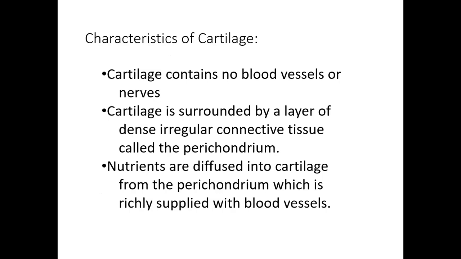Some characteristics of cartilage are as follows. Cartilage contains no blood vessels or nerves. Cartilage is surrounded by layers of dense regular connective tissue, referred to as the perichondrium. And then nutrients that are provided to the cartilage are diffused into the cartilage from the perichondrium, which is richly supplied with blood vessels.